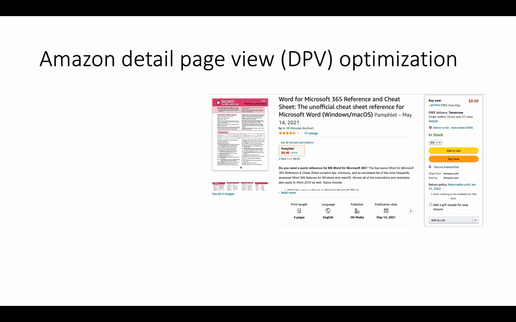So let's get started. So what I'm going to be talking about is Amazon detail page view optimization. And when I say detail page, I mean the product page. Detail page is the term that Amazon uses, and actually they also use the term detail page view, DPV, which means somebody looking at the product page to find out about the product before making a decision to buy it or adding it to cart. Optimization means making it better.